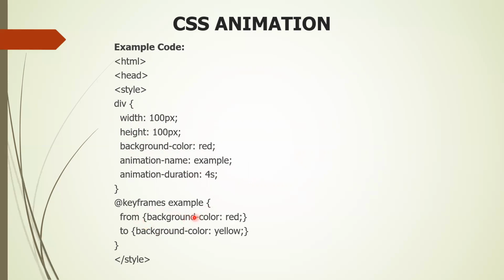So the rules for this animation, we will specify at keyframes. At keyframes, example, here we will give from what color to what color we have to change the box div container. So from background color red to background color yellow, it will change. For the duration it will take, it will be just 4 seconds. Within that, the box will be changing color from red to yellow.